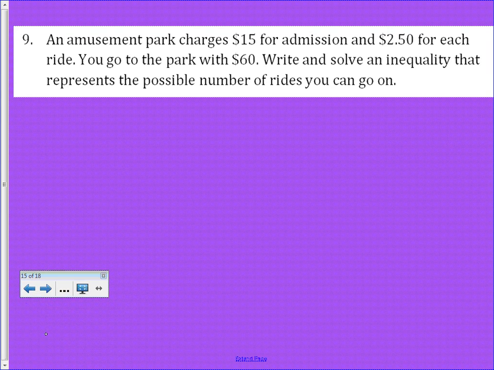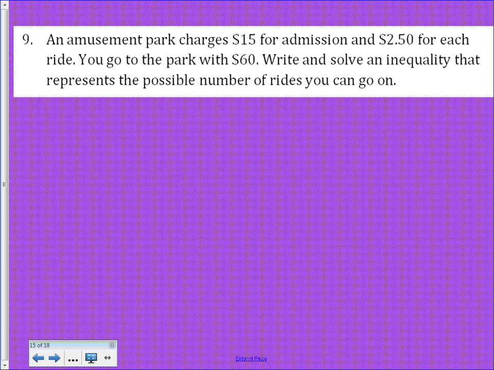Let's talk about some word problems, because I think word problems sometimes can make things really confusing. So what I want you to do is go ahead and pause the video right now and just take a second to kind of read through this word problem so you can see where you're at and understand what I'm talking about. So if the amusement park is charging $15 for admission, that means that when we walk through the door, we have to pay $15. No matter how many rides we go on, I have to pay a flat fee of $15.